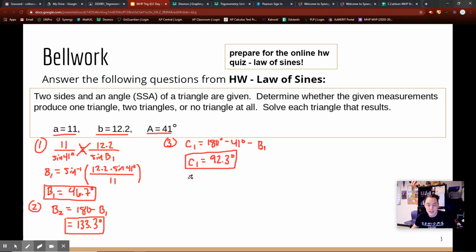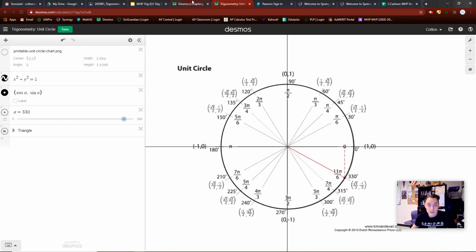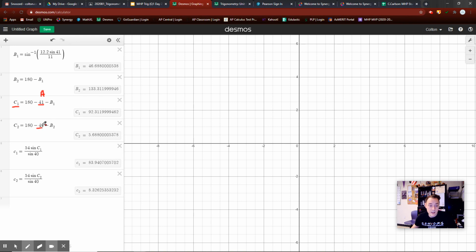What's my C2? My C2 is literally the exact same thing, but it changes one thing. 180, then minus 41 degrees, minus B2 here. So not B sub 1, but B sub 2. So if I want to find B sub 2, I go over here, and I already changed that to A. This is great. Whoa.